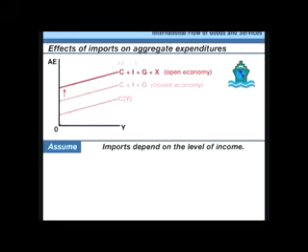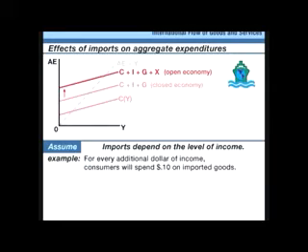So for every dollar worth of additional income that a household gets, they're going to spend 10 cents of it on imported goods. Now, what that does is, if we want to now look at this line as representing the demand for domestically produced goods and services, we have to reduce the slope of this line by 10%.